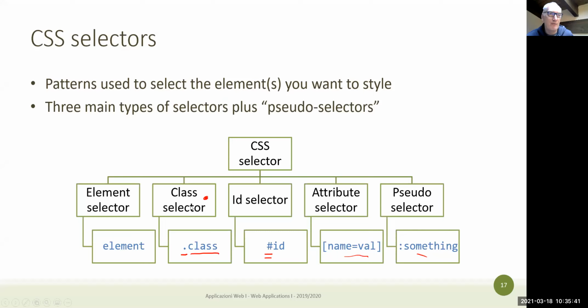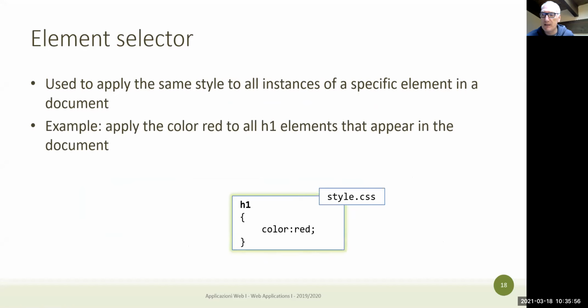Elements, Marco, can have more than one class? Yes, the relationship between elements and classes is many to many. A class, many elements; an element, many classes. You can do whatever you want. It's only the ID that has a one-to-one mapping.